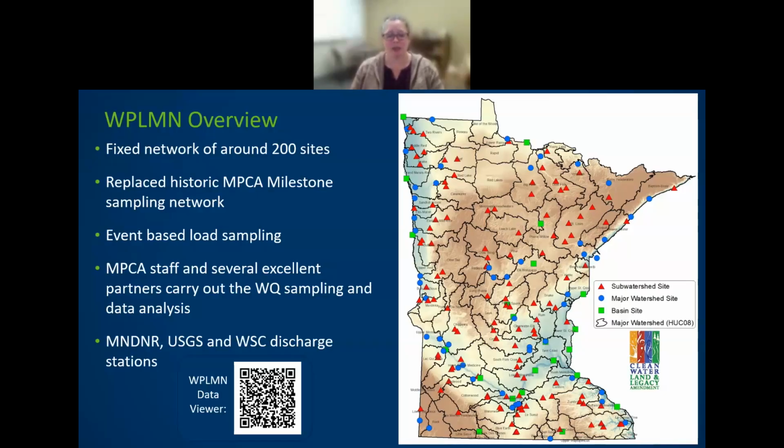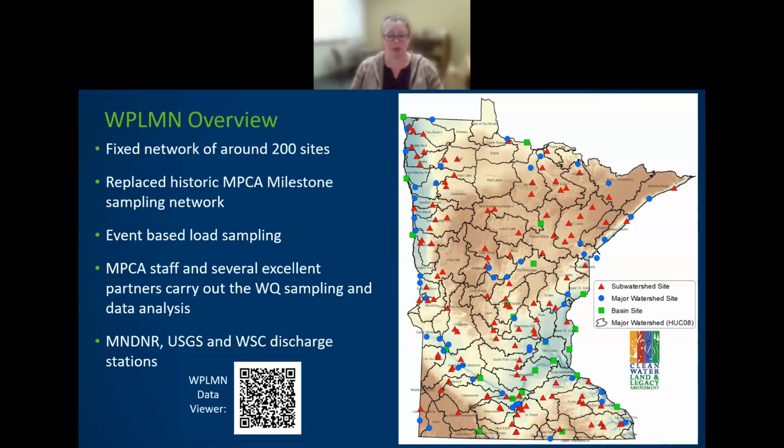This is event-based load sampling. So we are going out after rain events to try to capture the rising limb, the peak, and the falling limb on these streams. And we have staff within our agency that do this sampling. But then we have a lot of really awesome local partners that help out that we give money to do this sampling as well. So soil and water conservation districts, Metropolitan Council, Natural Resources Research Institute at the University of Minnesota Duluth are just some examples of the partners that are with us in how we collect these samples and analyze these data.